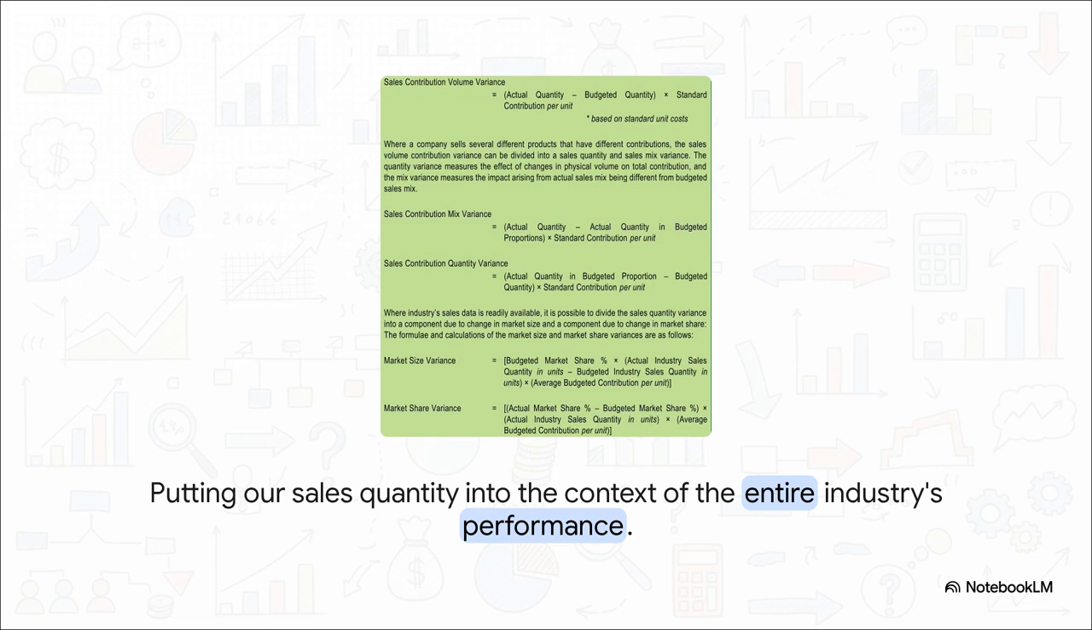The market size variance tells us if a rising tide lifted all boats. It calculates our share of the entire industry's growth or decline. The market share variance, on the other hand, isolates our own competitive performance. It calculates the financial hit or gain from our market share percentage changing. A favorable variance here is a huge deal. It means we actually beat our rivals, and that is a powerful insight for management.